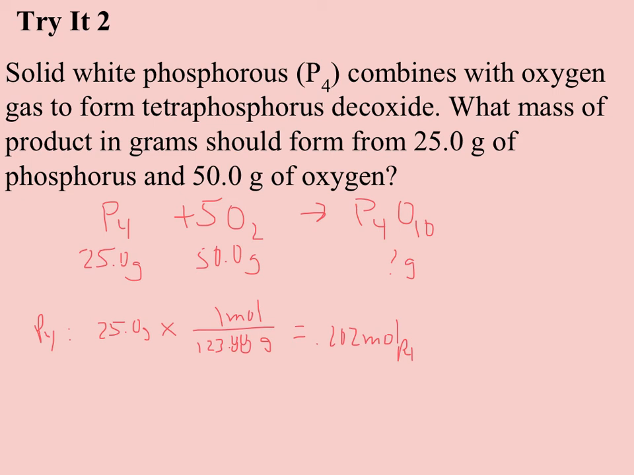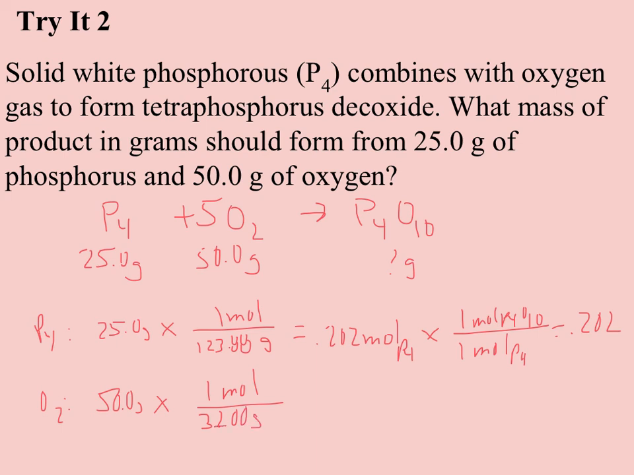So how many moles of product would that make? Well, I get 1 mole of P4O10 from every 1 mole of P4. So it also will yield 0.202 moles of product. My O2, I have 50 grams, and 1 mole of O2 weighs 32 grams, since there's 2 oxygen in O2. So 50 divided by 32 is 1.56.